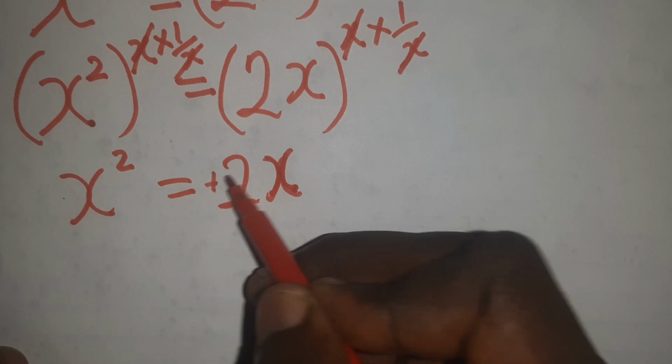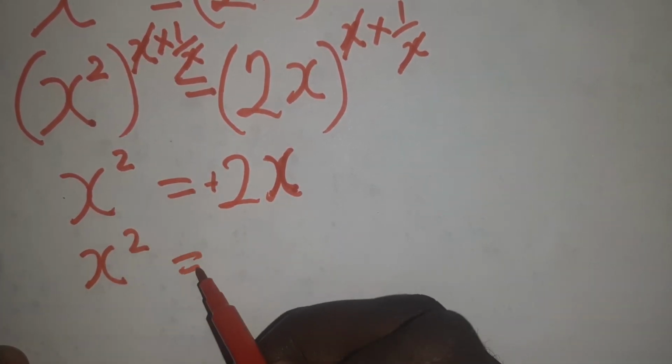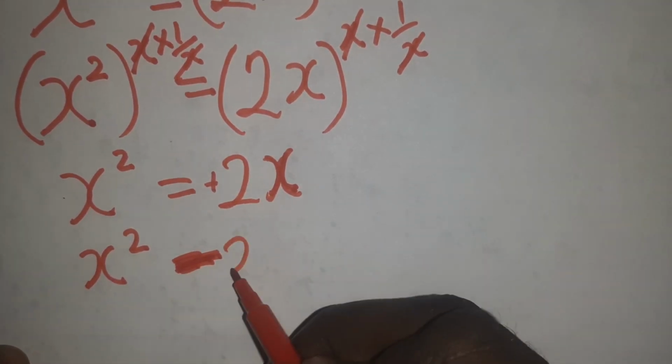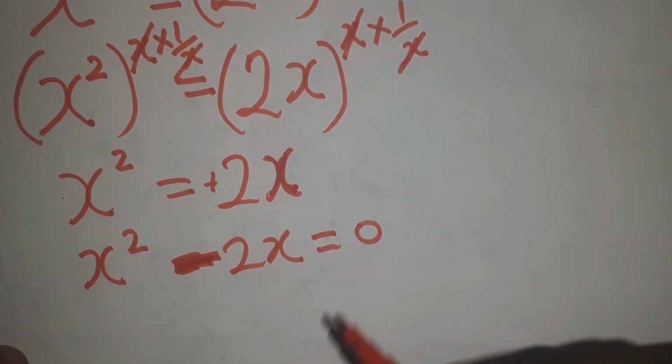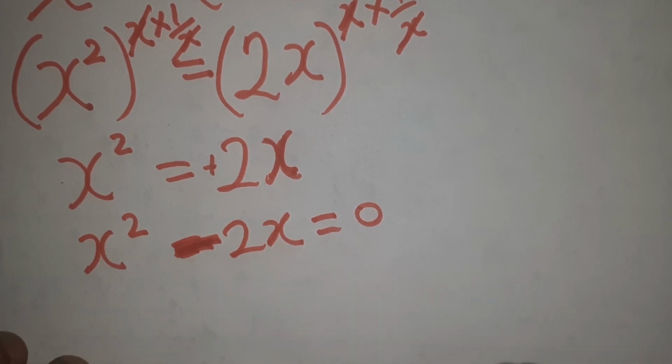So I'm taking this term to the left. You now have x squared minus 2x equals 0, since there's nothing on the right hand side again. And then I'll find the HCF of the two terms, which is x. So the highest common factor here is x.